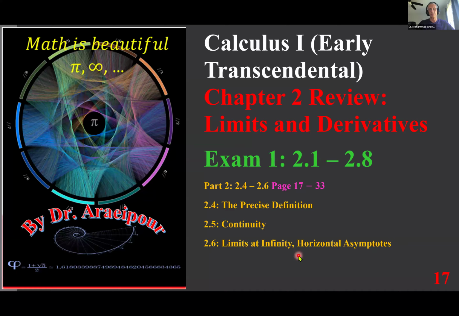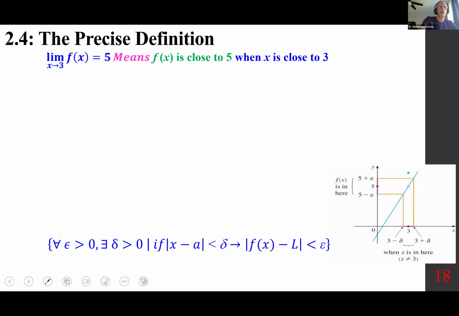So having said that, the precise definition, and I want to give you the synopsis of that concept down here. I read that for you, and then we look at more details. So what does this mean? Starting with a function, the limit of f of x as x approaches 3 equals 5 means f of x is close to 5 when x is close to 3.